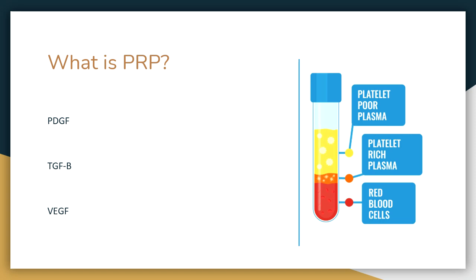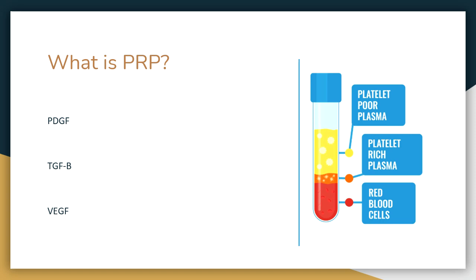So, what exactly is platelet rich plasma? Basically, if you take blood and run it in a centrifuge, the blood will separate out into three layers. The top layer will be plasma, which is relatively poor in platelets and rich in proteins and clotting factors. The middle layer will be the platelet rich plasma. And at the bottom, you'll have the red blood cells, which would have sedimented at the bottom.